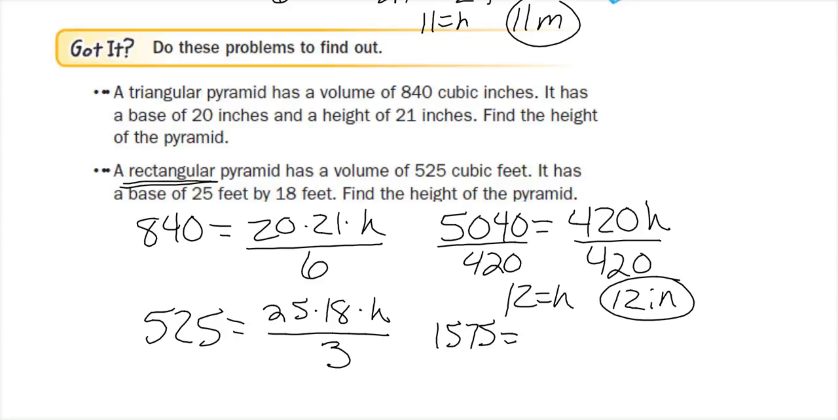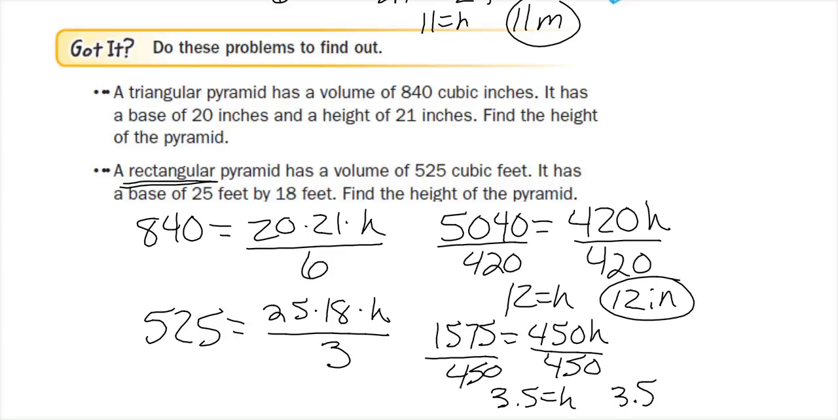Whoops, hit the wrong button. That's 450, and that's h. Then we're going to divide that by 450. That's 3.5. So that's 3.5 feet. And there we go.